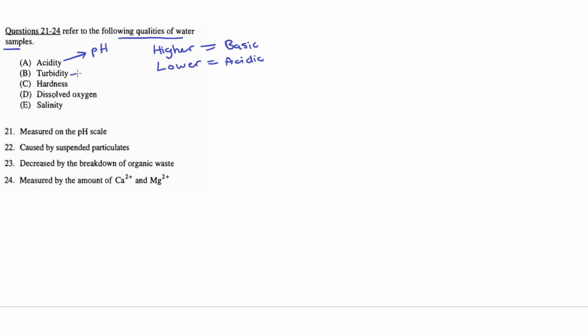B. Turbidity. This is simply the measure of the particles or the clarity of the water, how many particles or materials are in the water. So this is simply to do with the particles in the water. C. Hardness. Hardness is the measure of calcium and magnesium in the water.